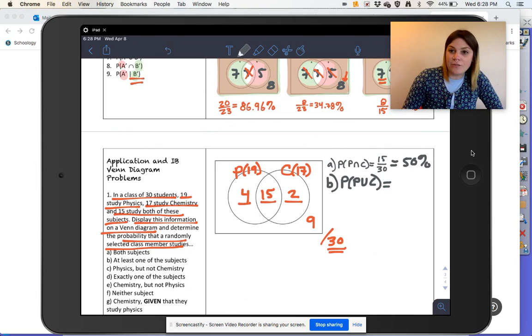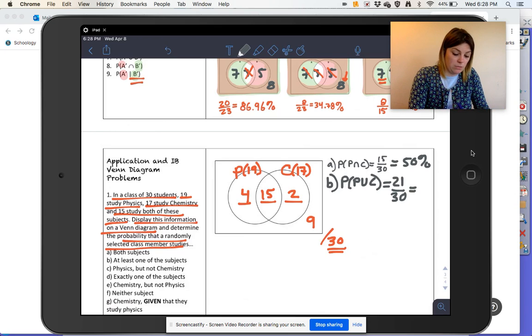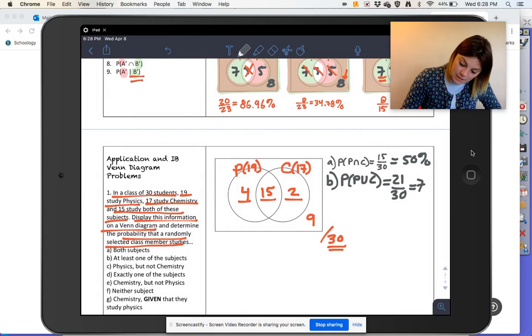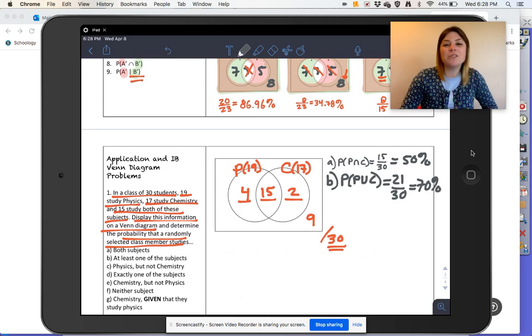So that's everything but the 9, right? It's everything inside of the circles. So it'd be 21 over 30, which I feel like I should be able to do in my head. Oh, man, 70%. Always trying to challenge myself to do more mental math. Definitely one of my weak points.